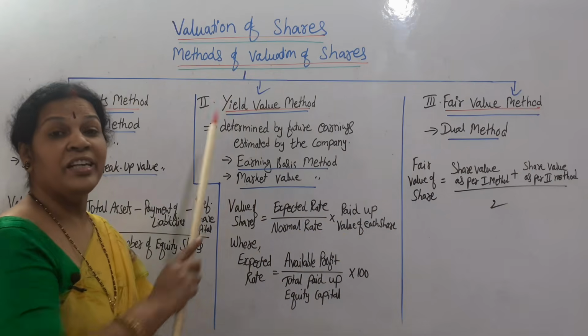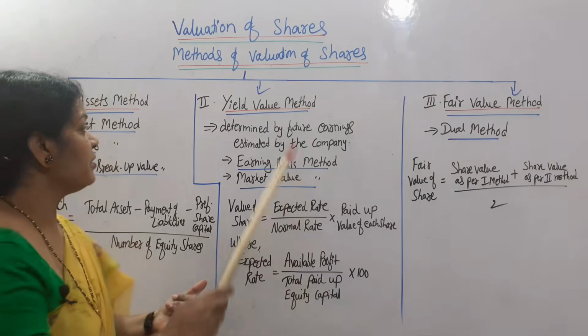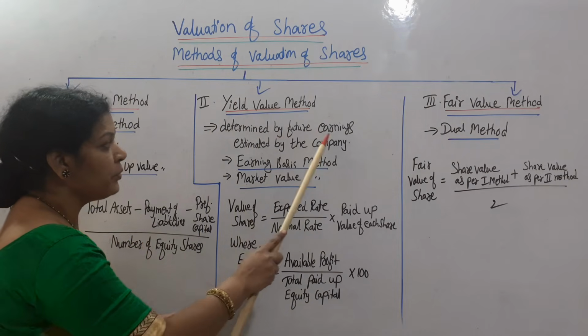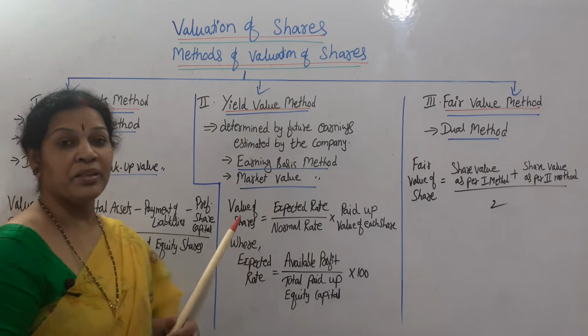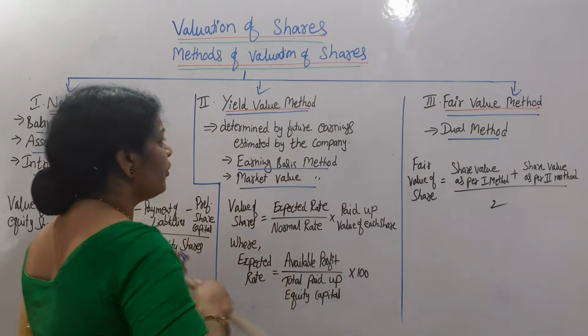The second method is the yield value method. What does this yield value method mean? This is determined by future earnings and estimated by the company. The yield value method is mainly based on the future earnings.